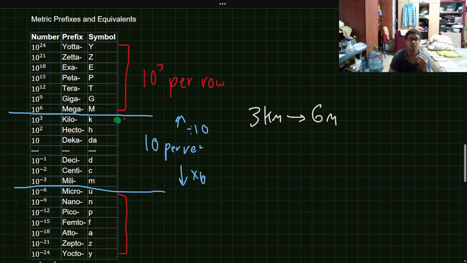Then, since we're looking for giga, giga is just above kilo, right? Two rows above kilo. So when you go up, you divide, right? Now, once you go up from kilo, it's mega. So you go beyond kilo. And remember, if it's beyond kilo, it's no longer 10 per row, but 10 cube per row. And since you're going up and you reach mega, that means you will have divided by 10 cube.